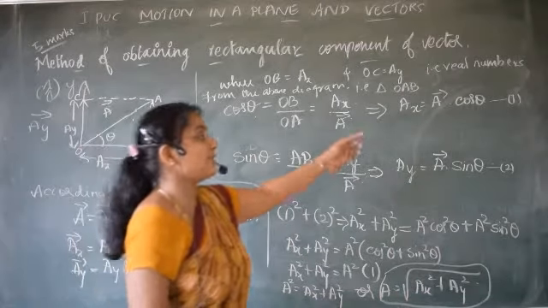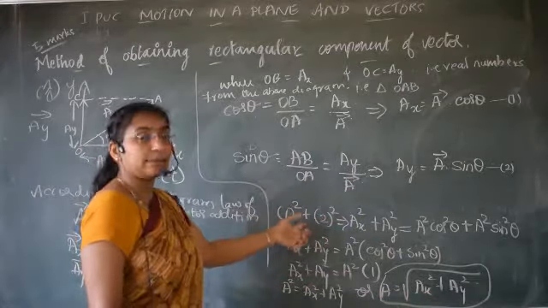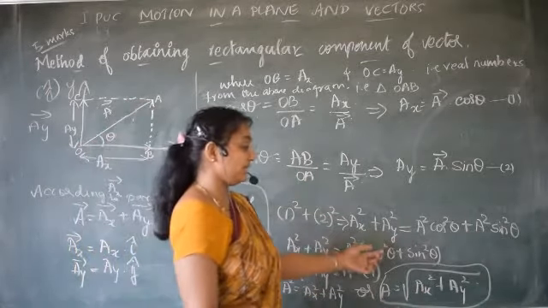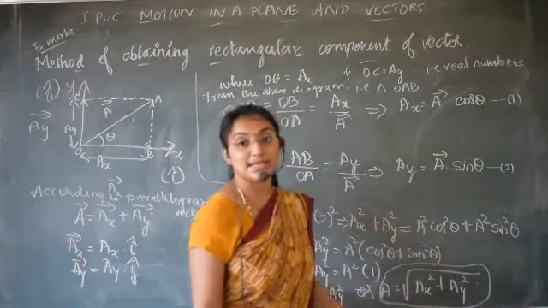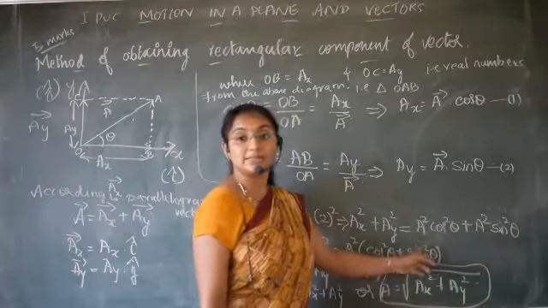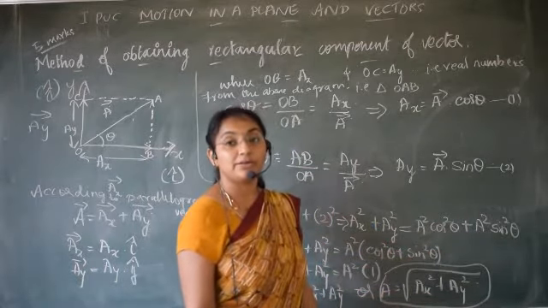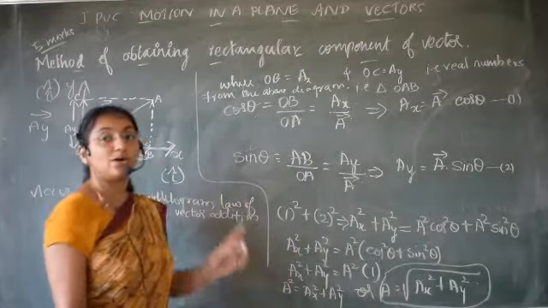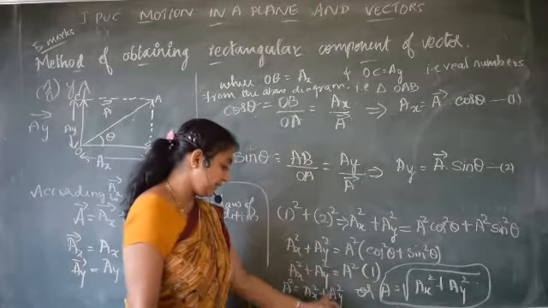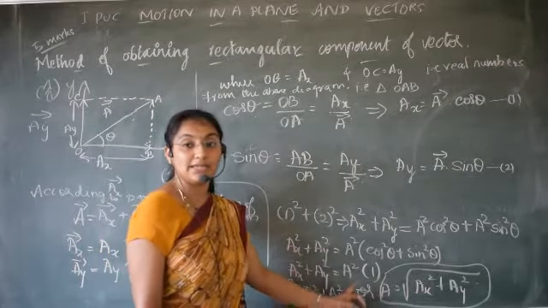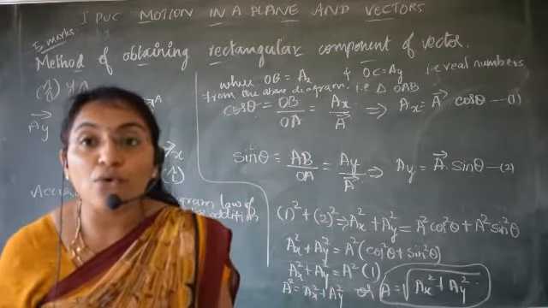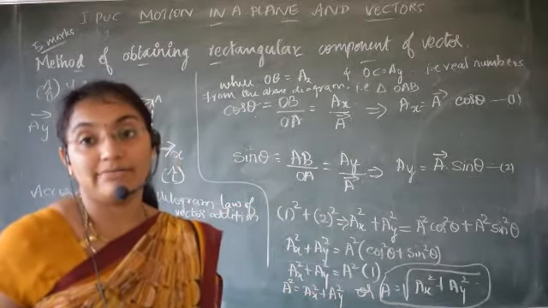Let us mark it as 1 and 2. 1 square plus 2 square. If you add these two equations, then we get AX square plus AY square is equal to A square cos square theta plus A square sin square theta. A square is common here, take it outside, we get cos square theta plus sin square theta. According to trigonometry, sin square theta plus cos square theta is equal to 1. Substitute here, then we get this expression. Write it neatly. A square is equal to AX square plus AY square. Take this square to the other side, we get A is equal to square root of AX square plus AY square.